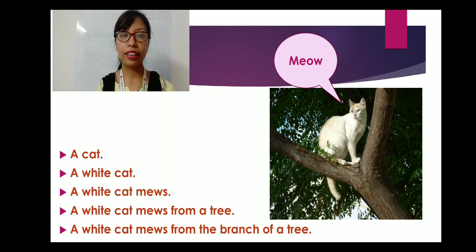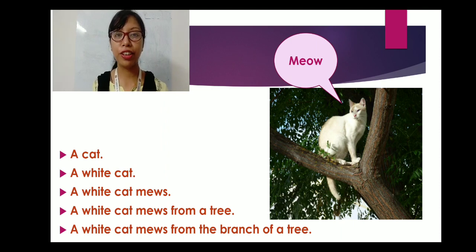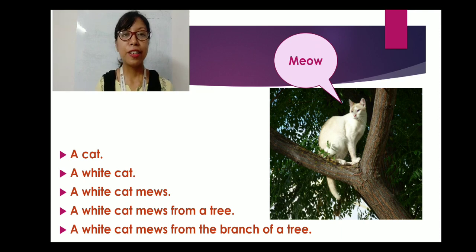Then we have added a white cat. After that, a white cat mews. Then a white cat mews from a tree, and the last sentence is a long one, which is a white cat mews from the branch of a tree. So this is how we are going to stretch sentences.